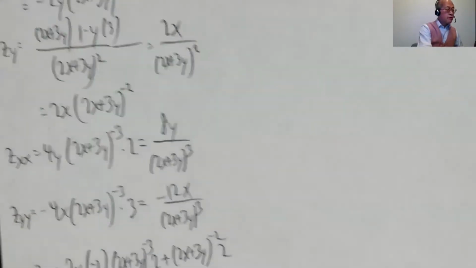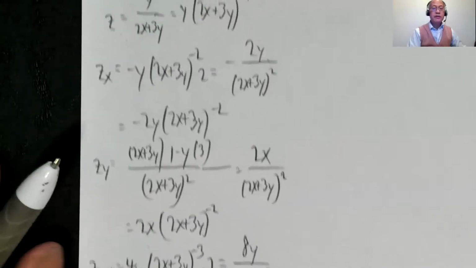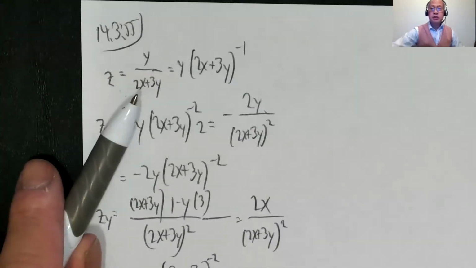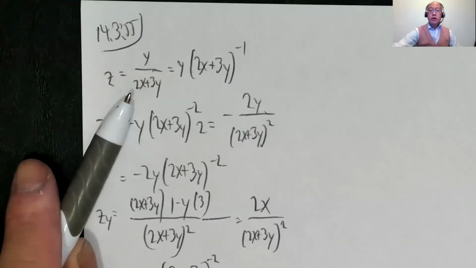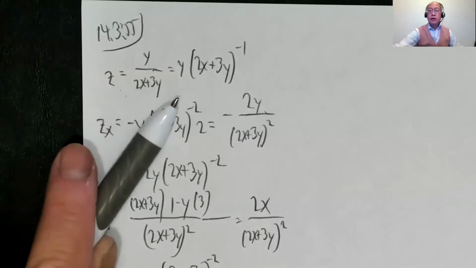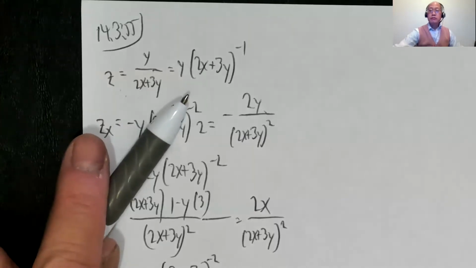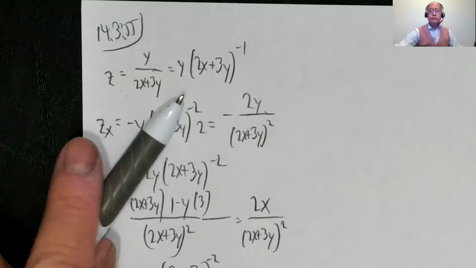This is mostly section 14.4, but there was one problem in 14.3 that I wanted to go back to. So we'll start off by showing you that. 14.3, number 55, asks for all the second partials. Z equals y over 2x plus 3y, treated as y times 2x plus 3y to the negative 1.